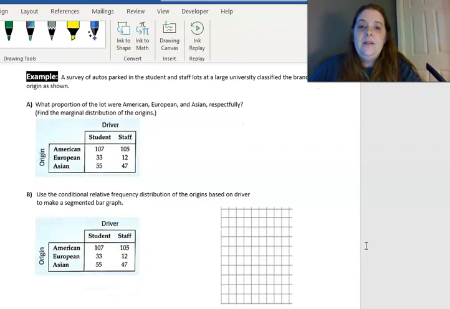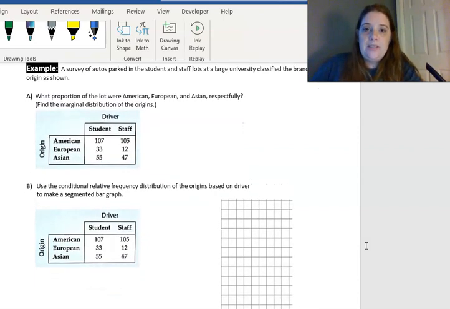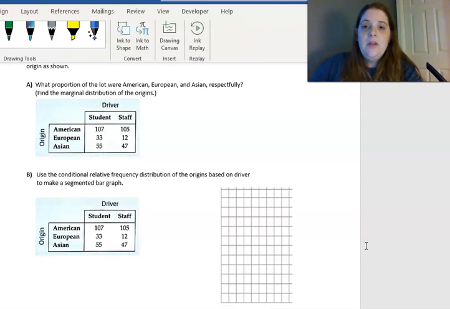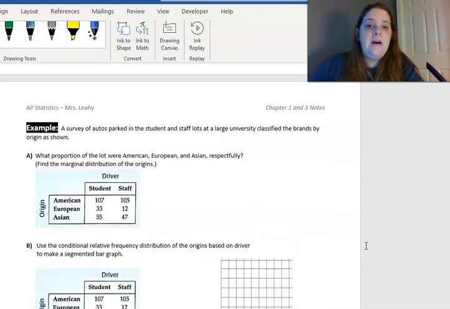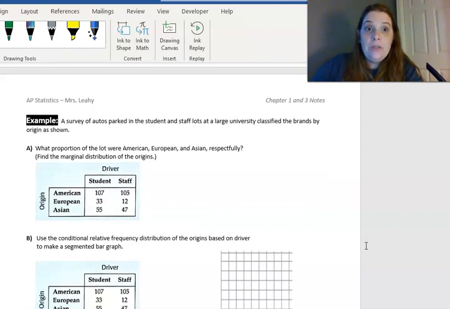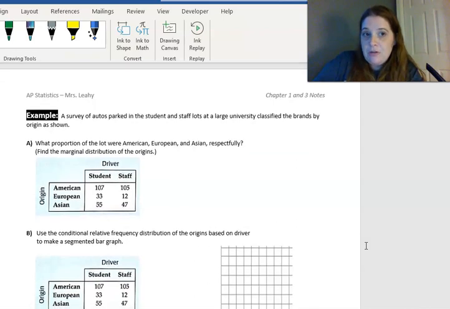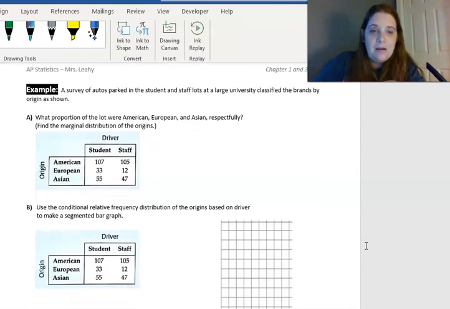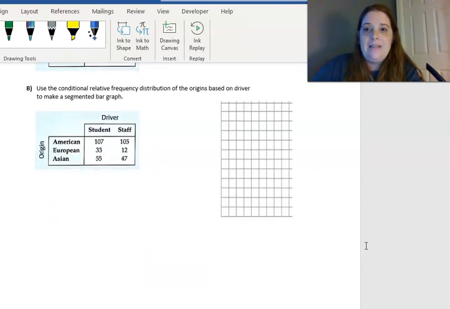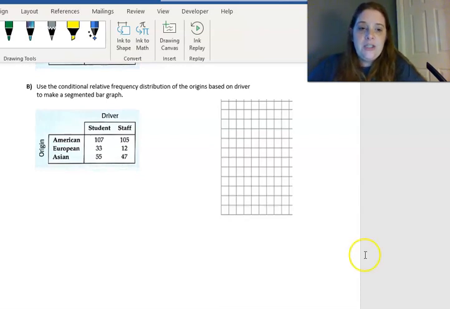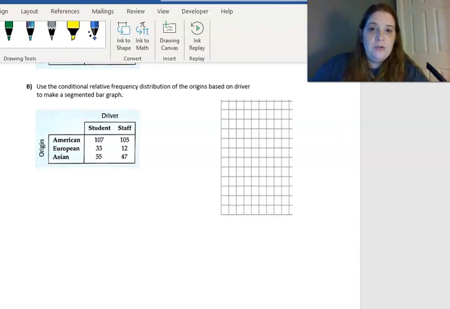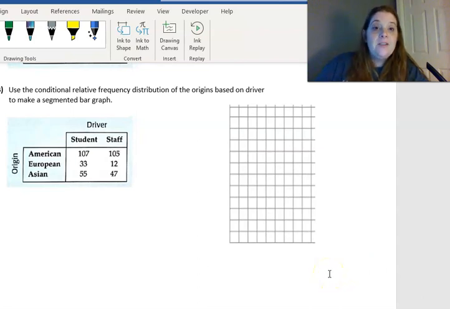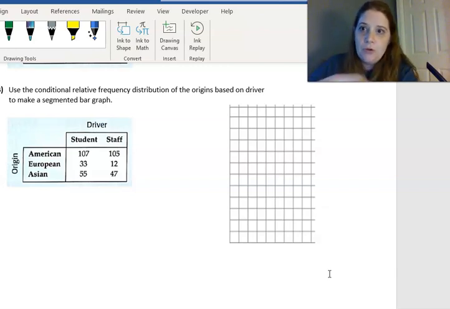All right. Let's go down here and make one more segmented bar chart for practice. This is talking about students and staff. It says we went to the parking lot and noted the manufacturing country of origin of their car, and we classified that by continent region. Then it says what kind of driver it was, so they looked at the parking tag. This example says, use the conditional relative frequency distribution of the origins based on driver to make a segmented bar graph. Let's break this down because there's a lot of words right there.